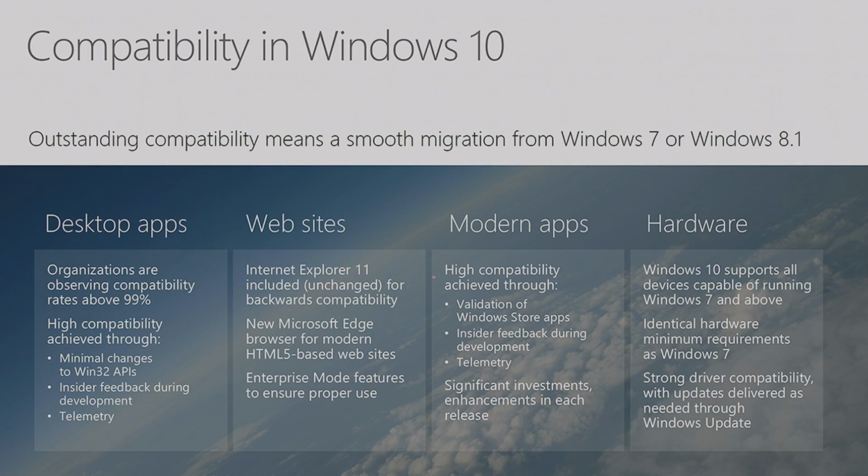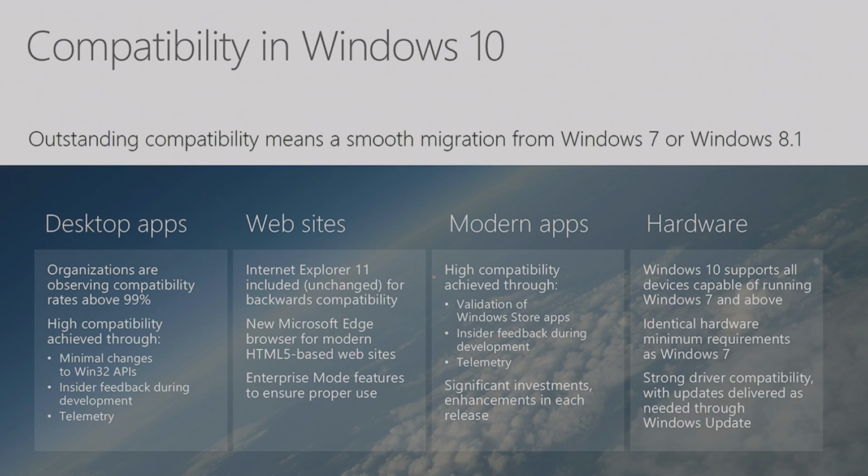Because we've made minimal changes to the Win32 APIs, we've been monitoring the insider feedback, both from people submitting issues as well as the telemetry that we get to indicate applications that are having issues, like any crash data that we get back. So we have a pretty good idea of what's going to happen with the applications. We're going to make sure that we maintain that. That's a big focus for us, to make sure that we can keep a very high level of compatibility. But that's for desktop apps. Websites kind of become a different story.